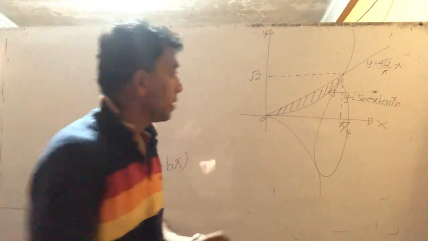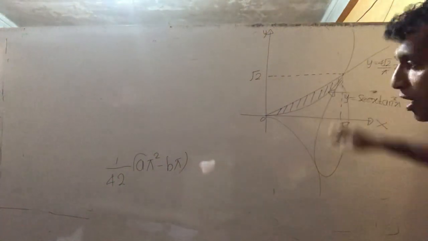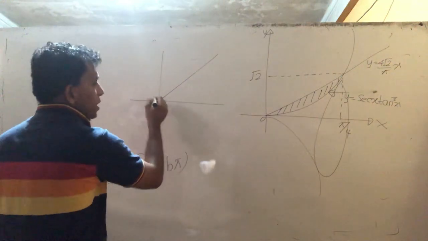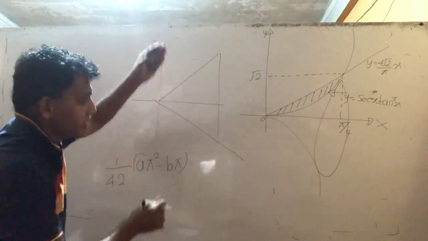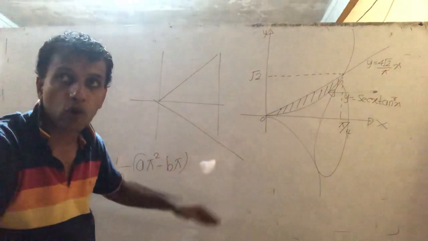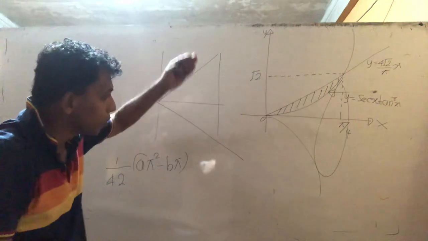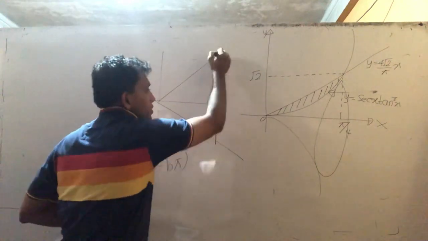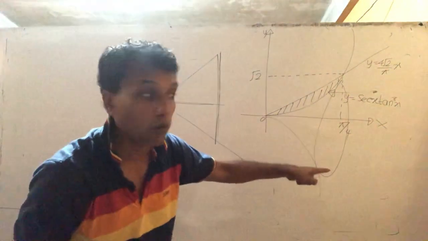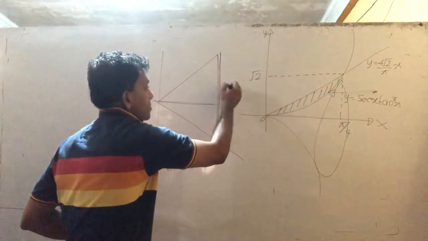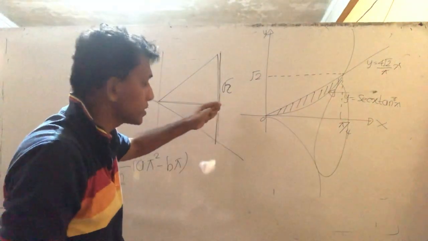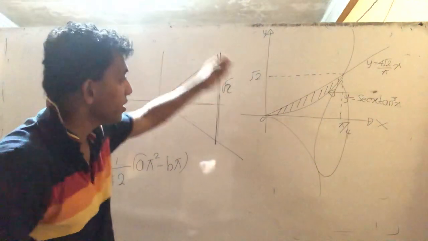So how to find the volume generated by this curve? First, think without the shaded part, just a straight line. When you rotate it, what is the solid form? It is a cone, a conical shape, right? The base of the cone is the circle that rotates. The height of the cone is pi by 4, and the radius is square root 2.